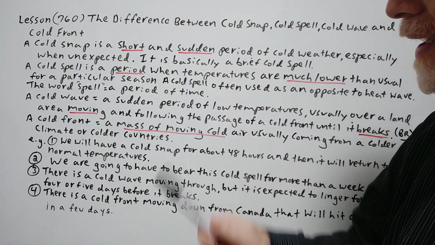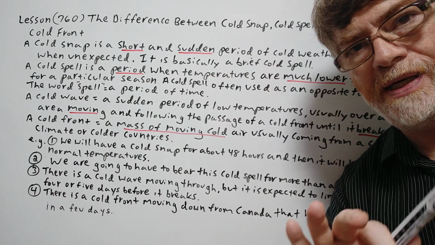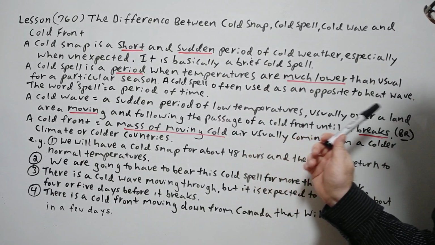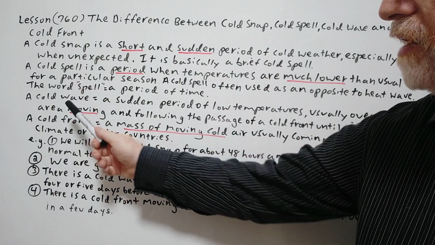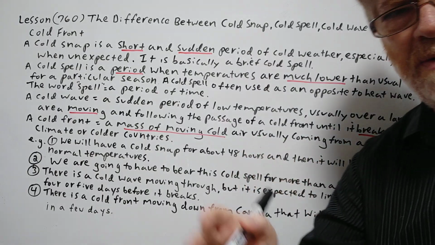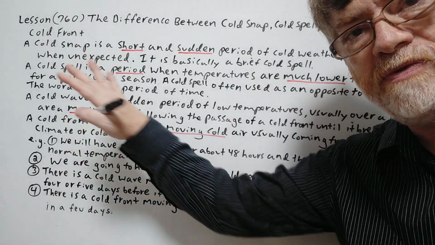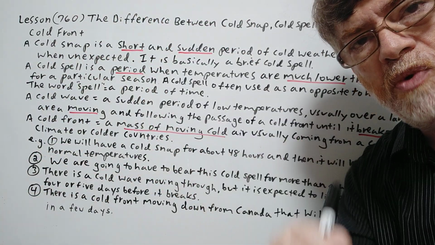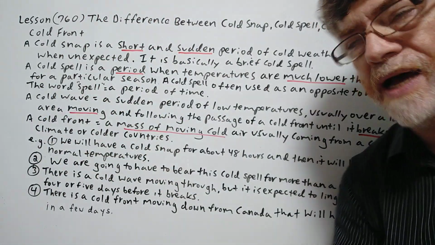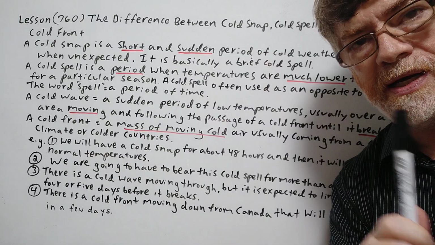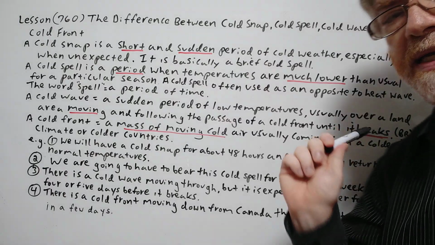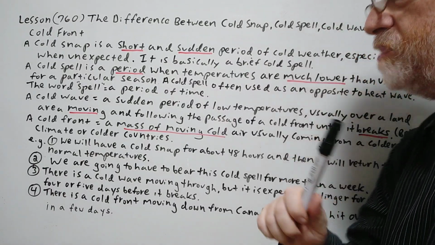All right, now cold wave, I don't hear it as much in the U.S., but it's possible you could. It's a sudden period of low temperatures, usually over a land area, moving and following the passage of a cold front until it breaks. Now, remember, when we use the word wave, what do waves do? Waves move. So we're thinking about it moving, and then when a wave hits a high point, it suddenly breaks and it suddenly stops. So that's kind of the idea behind it when we say wave. Just like I said, it might be a little bit more of a British use.